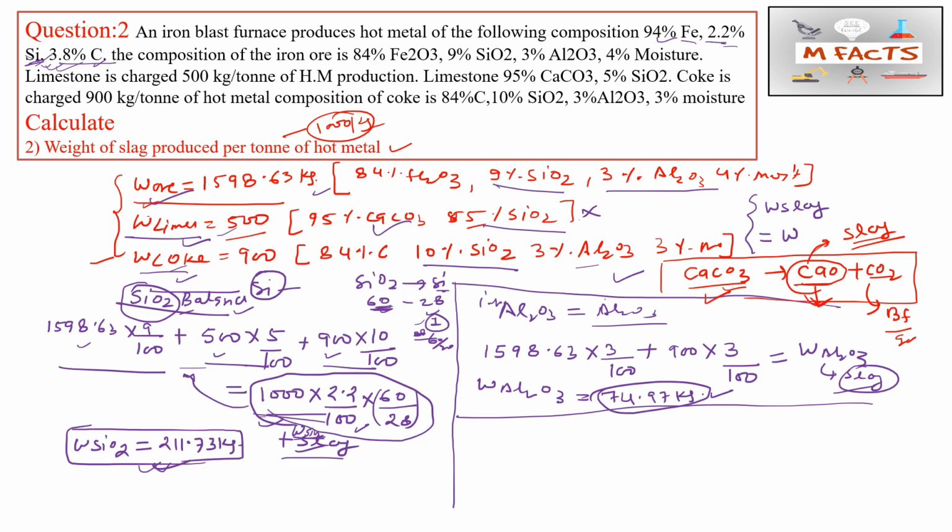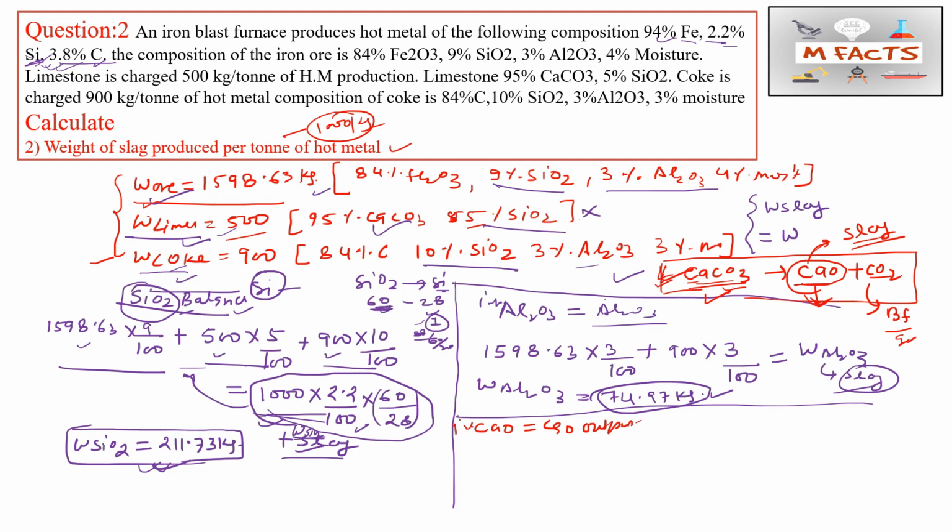Every time we do the iron making process, we need to think about these things. This is where students make silly mistakes. So this CaCO3 we will balance now. Now we will balance CaO in output and CaO in input. So this is output and this is input.